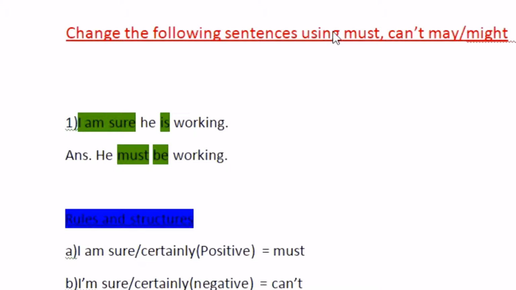Change the following sentences using must, can't, may or might. And the question is, I'm sure he is working. You have to change this sentence using must, can't, may or might. And the answer is he must be working. Yes, my dear, the answer is he must be working. It means we are going to discuss using must, can't, may or might in English grammar.